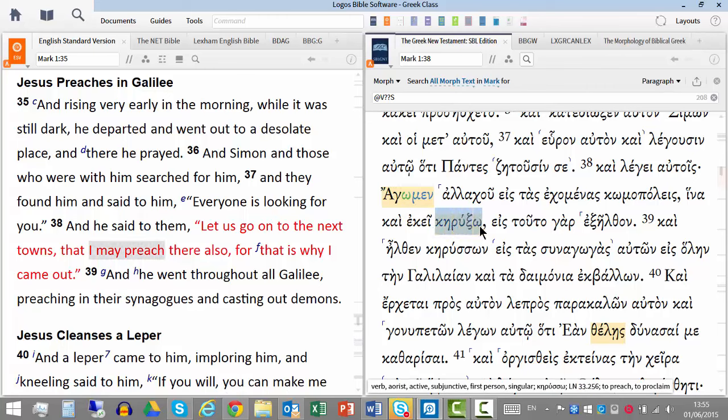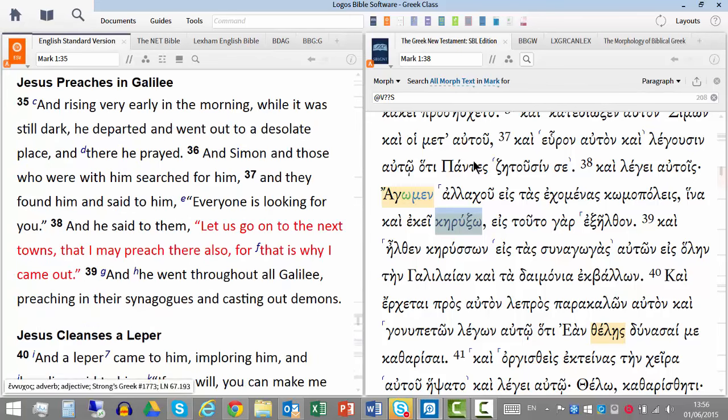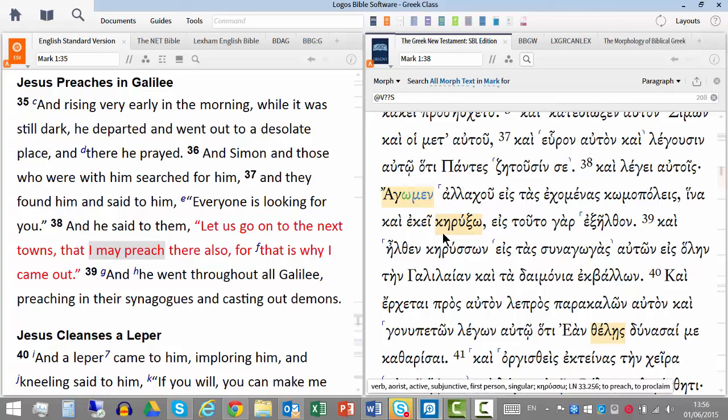Our next one is a few words later where we have the phrase hina kai ekei keruxo. Hina kai ekei keruxo. And we can see keruxo is a subjunctive. This is from the verb kerusso. So if I double click, you'll see it'll bring up kerusso. You would need to know that the stem for kerusso, or the root, is kerug, ending in a gamma. Think of kerygma, the preaching of the gospel. So kerug is the root.